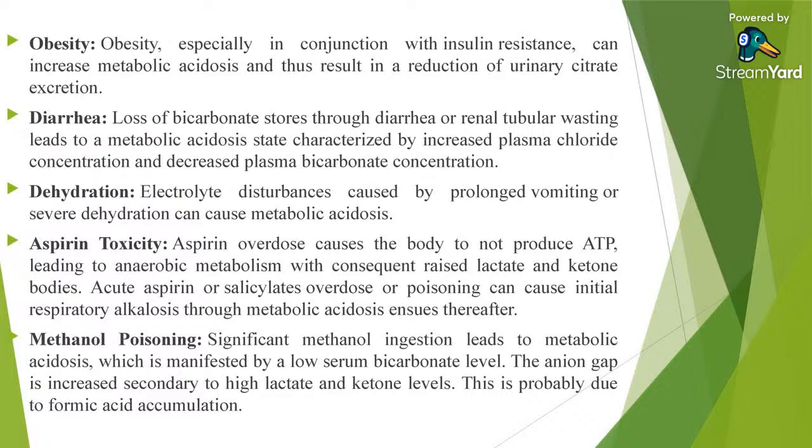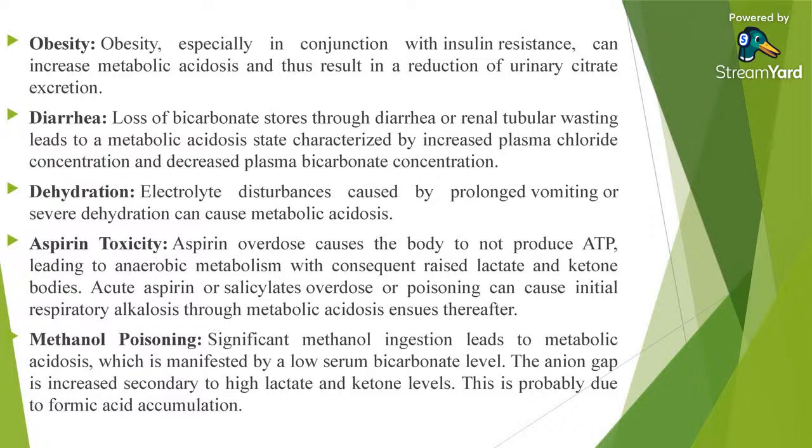Diarrhea. Loss of bicarbonate stores through diarrhea or renal tubular wasting leads to a metabolic acidosis state characterized by increased plasma chloride concentration and decreased plasma bicarbonate concentration in our body. Dehydration. Electrolyte disturbances in our body from prolonged vomiting or severe dehydration will result in metabolic acidosis.